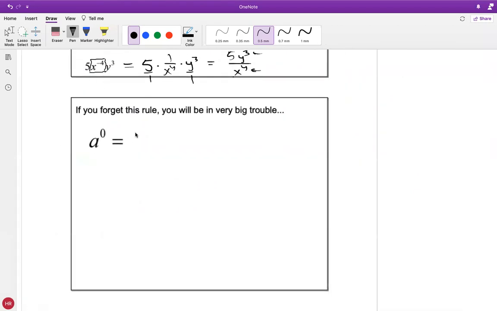Anything to the 0 power equals 1, with the one exception that a can't be 0. 0 to the 0 is undefined. That's the only time that this doesn't work. Otherwise, anything to the 0 power is always equal to 1.